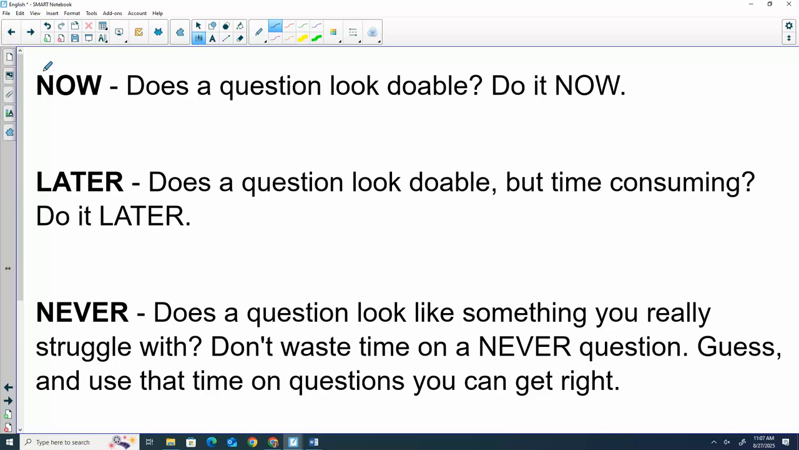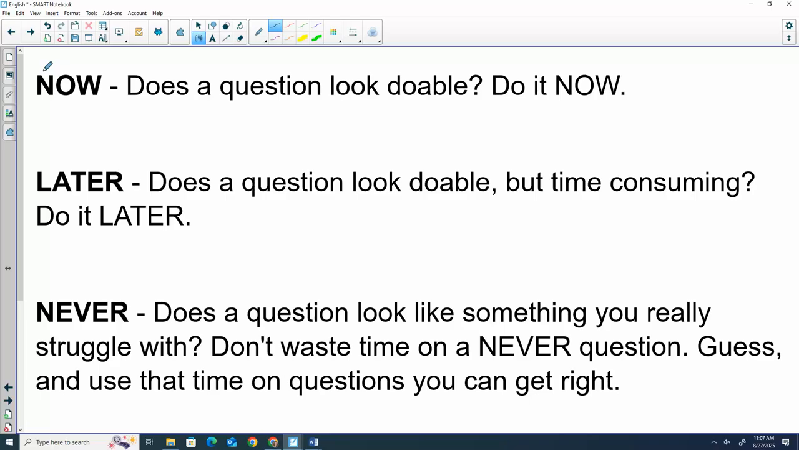So the first strategy is to break them into a now, later, or never question. A now question is something you look at and you think, you can do this. It's a real easy one, like what's wrong with the underlined portion? Even if you're not 100% sure on the answer, it doesn't take a lot of time to make a decision and circle them. So we want to do those questions now.